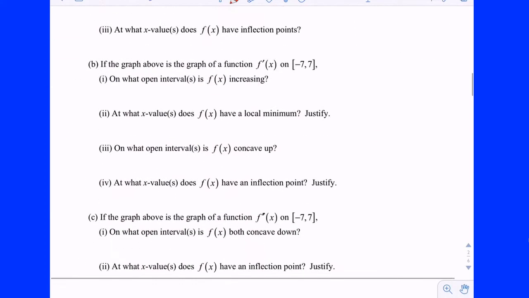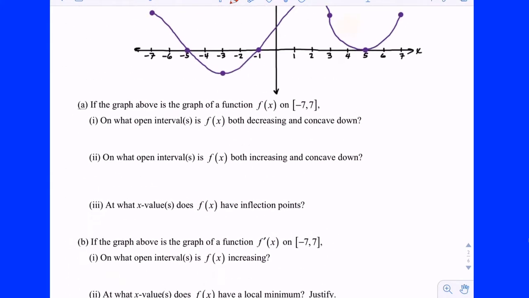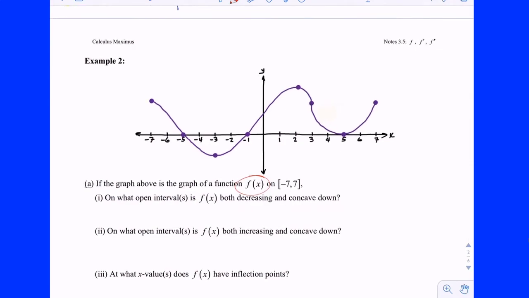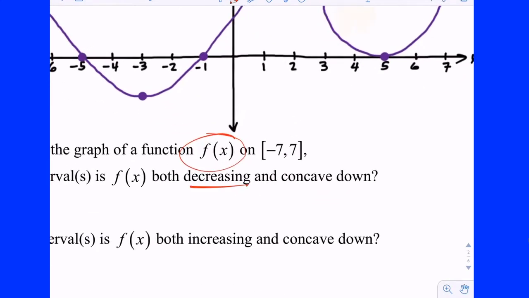This is going to be 2 and 3 are very similar, and this again ties in what we did yesterday. It says the graph above is the graph of f. What's the graph above? The graph of f, not f prime. Okay, a little bit different. So depending on which graph you're given, you need to use it differently. Part A, on what open intervals is the function both decreasing and concave down?